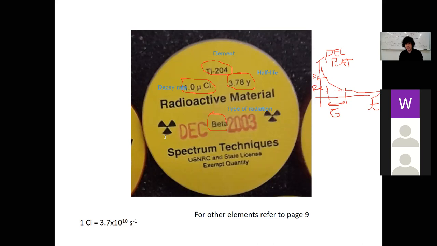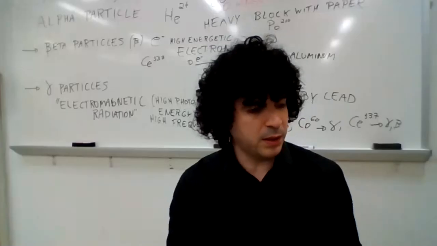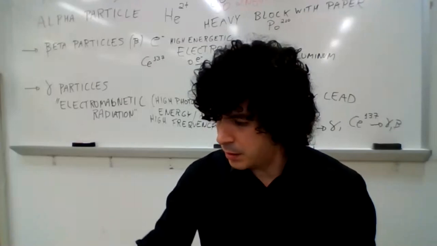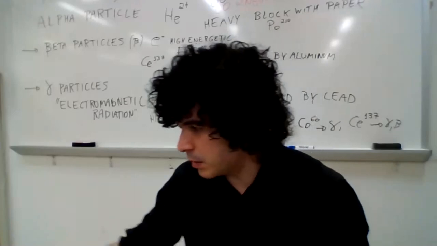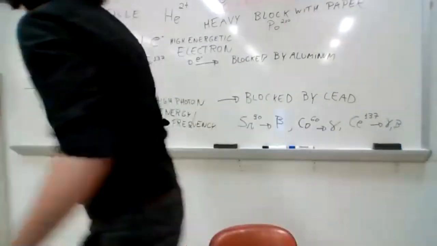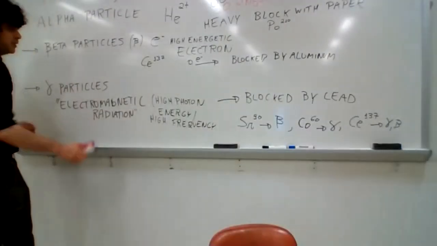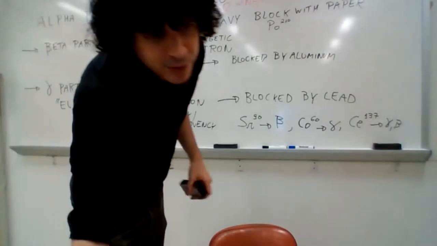And the device we are using to measure the radiation is the so-called Geiger counter. So I'm going to erase this part here. Change the screen.